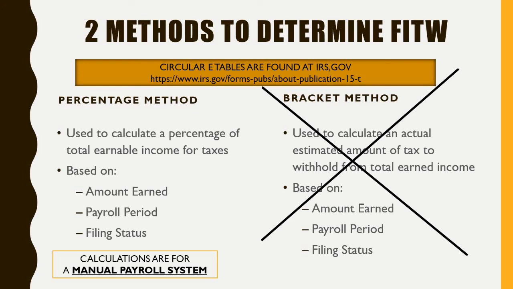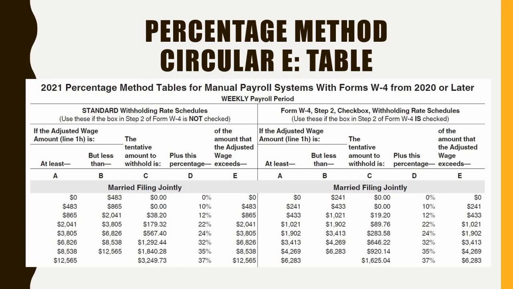Okay. So once again, we're going to take a look at the percentage method, which we're going to be looking at a Circular E table. Okay. So what is a Circular E table? It looks something like this, right? Where each table is going to be based on a criteria.